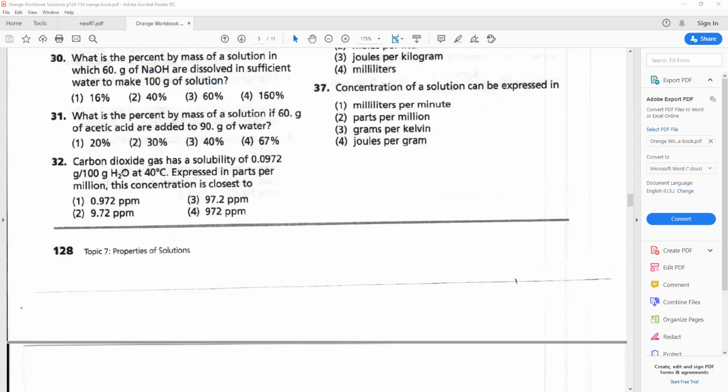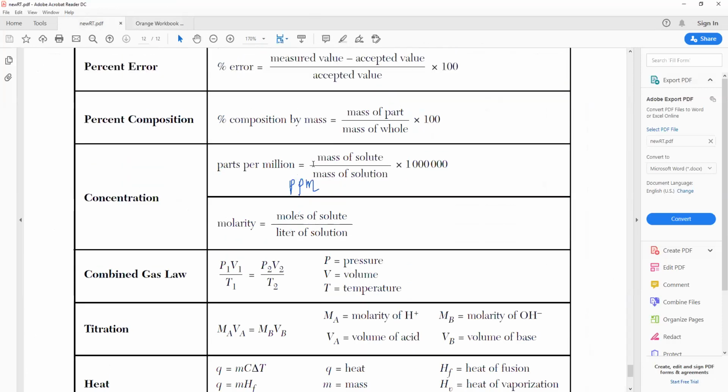Number 32. Calculate: carbon dioxide has a solubility of 0.0972 grams in 100 grams of water at 40 degrees Celsius, expressed in parts per million. So ppm, if we go to our reference table, we're going to see ppm is mass of solute over mass of solution times a million.